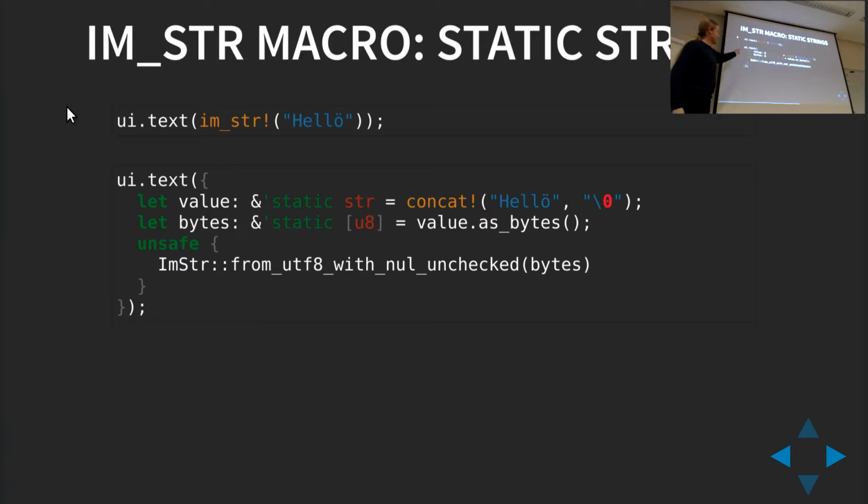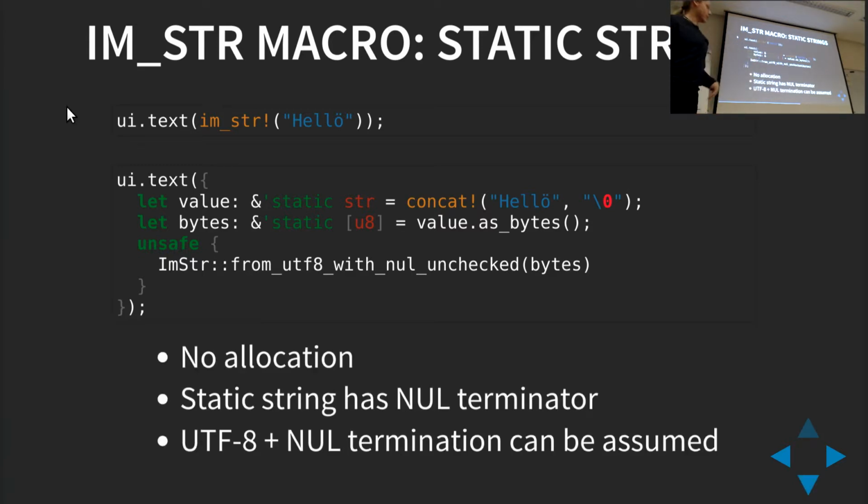And then we basically just, since it's a static string, we know it's UTF-8, so we can assume that. And we just added the null terminator, so we can also assume it's there. So then we can just call this unsafe function, which basically ends up just casting this static string pointer to an IMStr. No overhead at all. It's already there in the right form. Okay, no allocation. The null terminator is already in the static string, and we can make these assumptions because we know in that case what's going on.